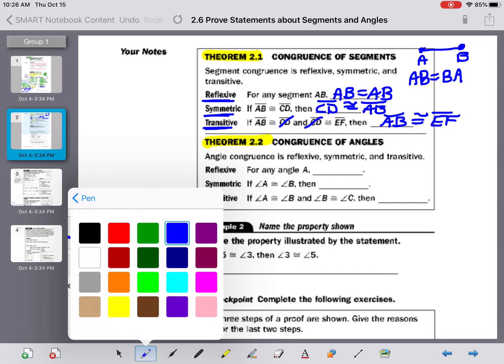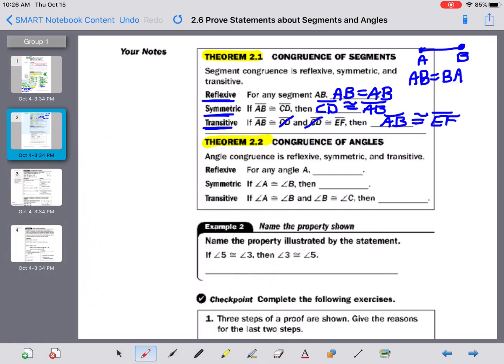All right, so let's look at the next box, which is congruence of angles. For any angle A, the measure of angle A equals the measure of angle A. It equals itself. For symmetric property, if angle A is congruent to angle B, then angle B is congruent to angle A. Flip-flop across that congruent sign. And the transitive property, if angle A is congruent to angle B and angle B is congruent to angle C, then we get rid of the connecting links and we say angle A is congruent to angle C. Okay? Again, not new properties, just a new way of saying it.